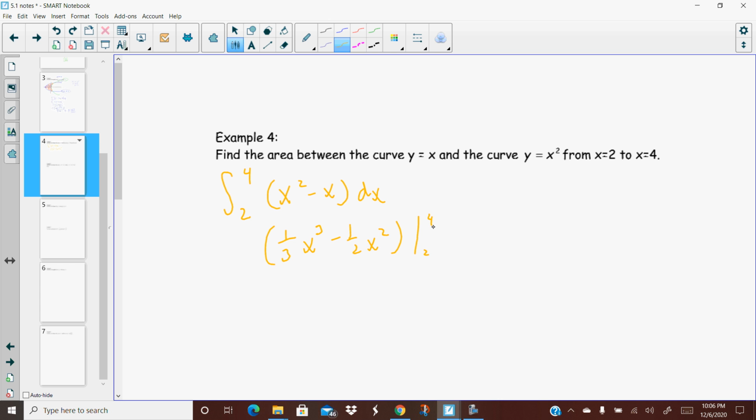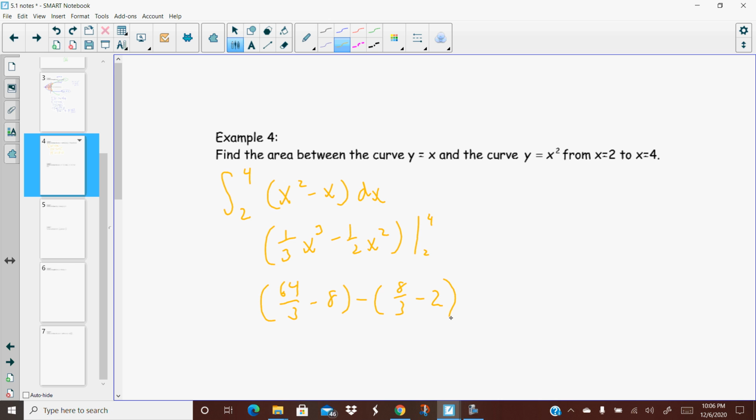So plugging in 4, 4 cubed is 64, so you're going to get 64 thirds minus 4 squared is 16, but half of that is 8, minus 2 cubed is 8, so that's 8 thirds. 2 squared is 4, but half of that is 2.